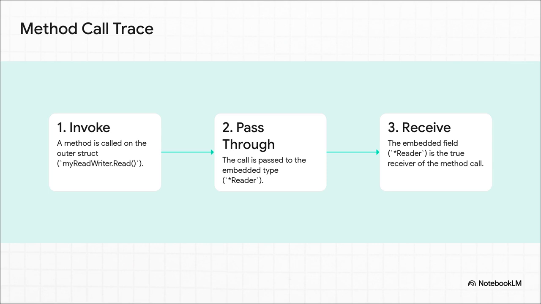Here's how to think about it. When you call myReadWriter.Read, what's happening is exactly the same as that manual forwarding method we saw a minute ago. The call is just passed through to the embedded Reader field. That method belongs to and operates on the inner type, not the outer one. The outer struct is just a convenient pass-through.